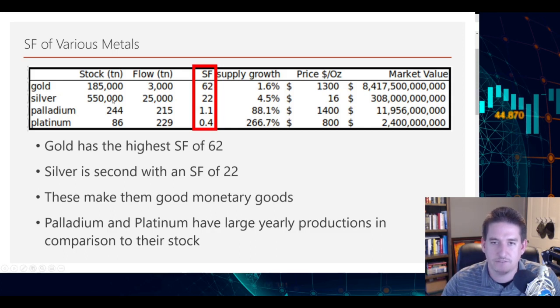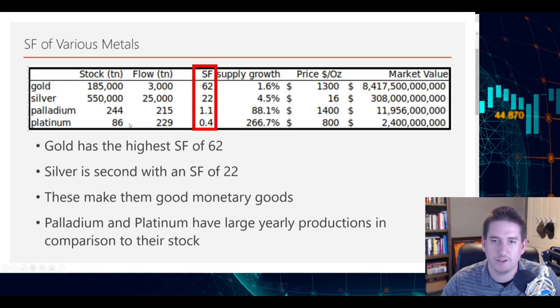Silver has 550 trillion, and the flow is 25 trillion, so it's a stock to flow of 22. And then if you look at palladium and platinum, their stock to flows are much lower. So palladium only has a stock of 244 trillion. The flow is 215 trillion, which means that the supply growth is 88% per year. So 88% of new palladium is mined per year. And that's just because it comes in, it's mined, and then it's used for something else. So a huge amount of it is not held in reserves. So its stock to flow is only 1.1, which is nothing.